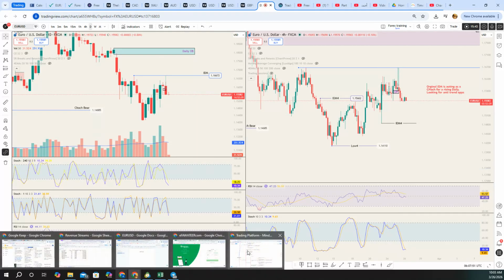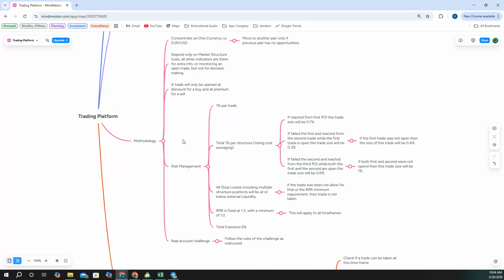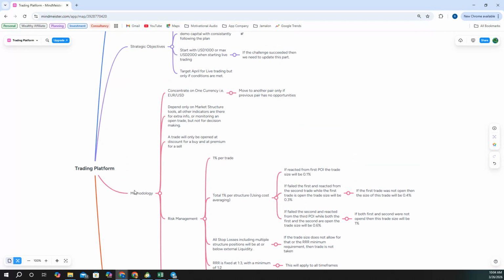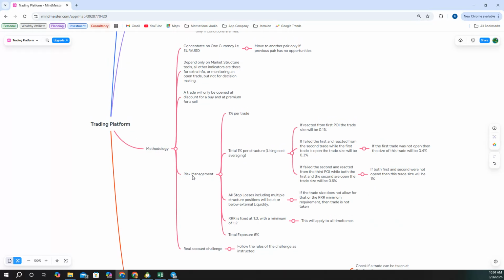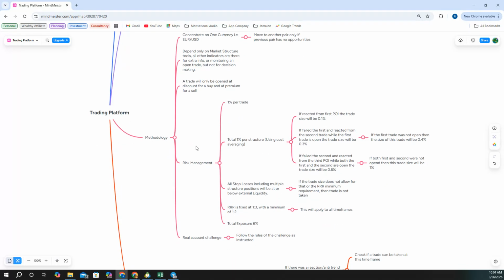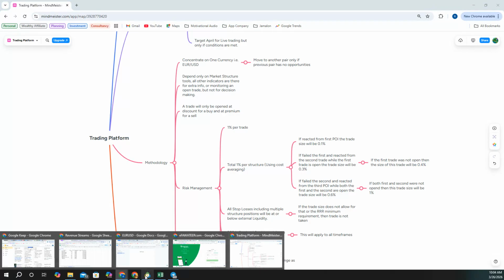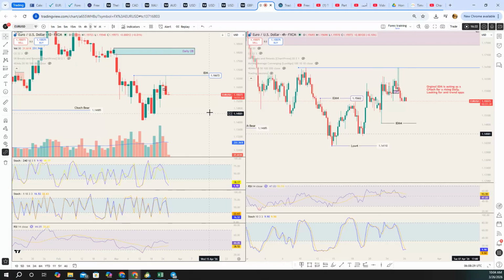Okay, let's go back. Time is catching up with us. So here a trade will only be opened at a discount for a buy and a premium for a sell. Let me explain that, and this will be the first part of the trading methodology. We will do the second part in another video, because we have only 5 minutes left, and I want to explain this for those who don't know. So we will have this in two parts.